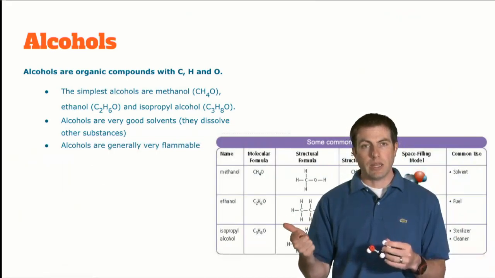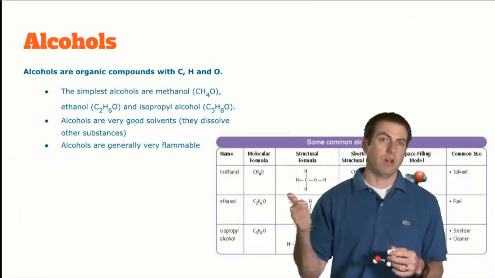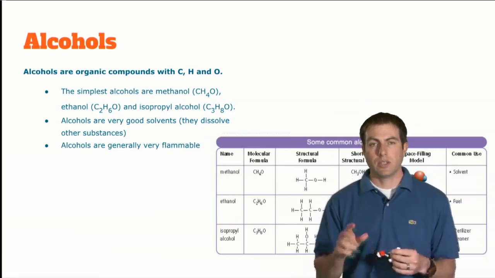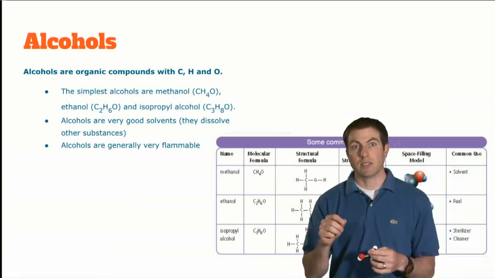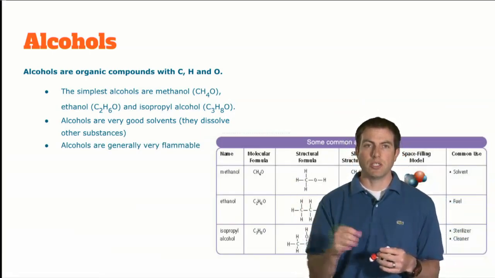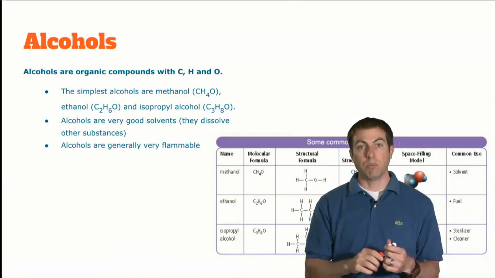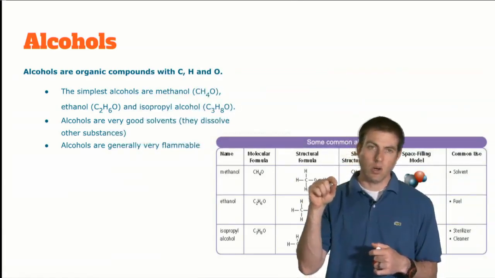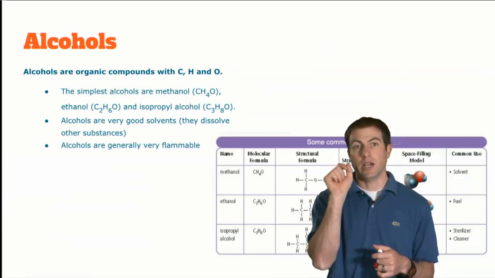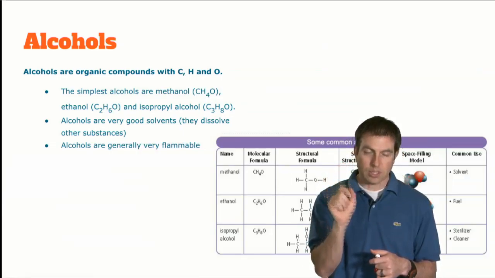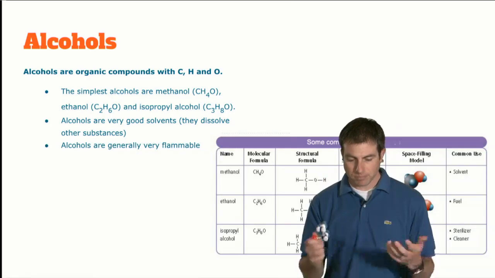So the naming rules are the same. You have methane, ethane, propane, you have methanol, ethanol, propanol. The tricky thing is once you get past 3 carbons or larger, the OH group can be at the end or it can be in the middle. So propanol is the OH off the end, and then isopropyl is with the OH in the middle.